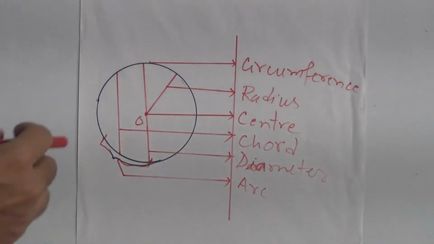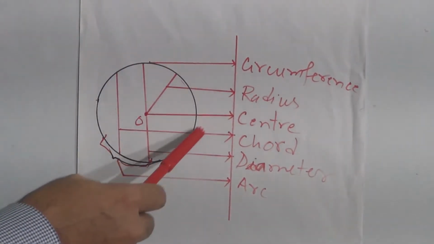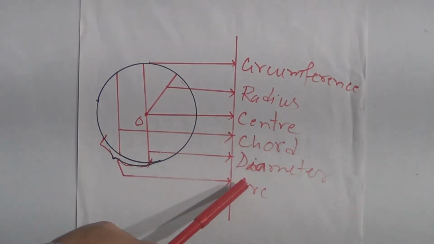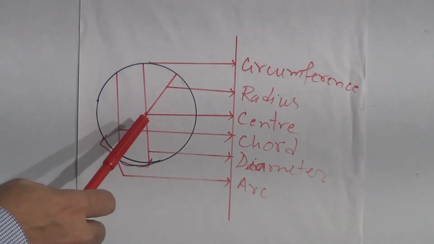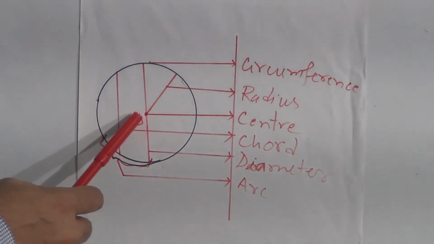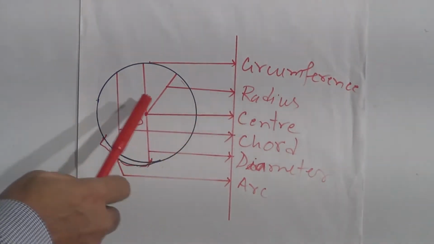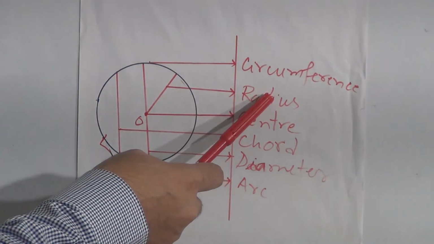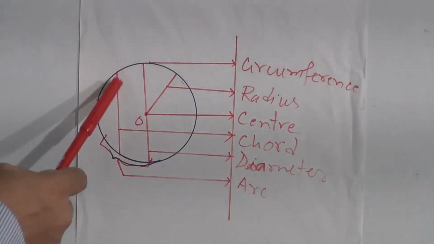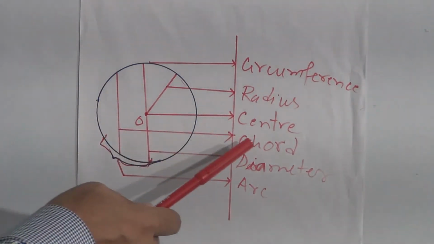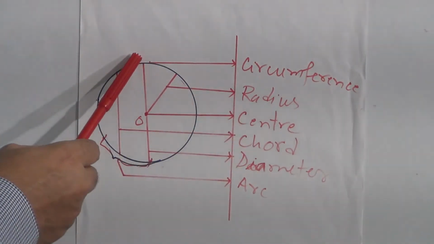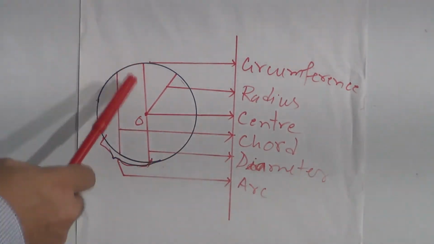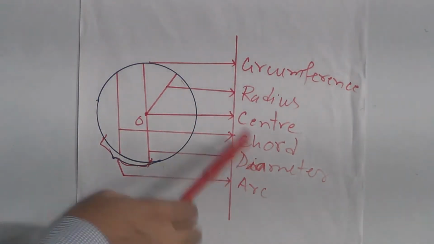Now again see, the total curved line is known as circumference, and part of the circumference is known as arc, and the point fixed within the circle is known as center. The distance of a point on the circle from the center is known as radius, and the line joining any two points on the circle is known as chord. The students, the chord which passes through the center is known as diameter.